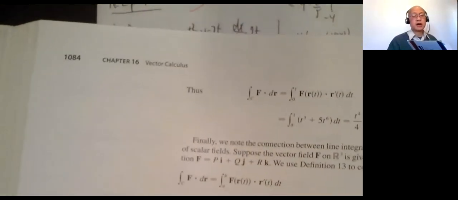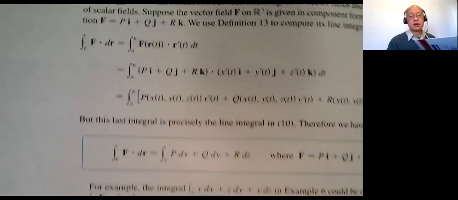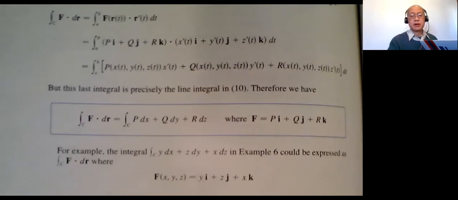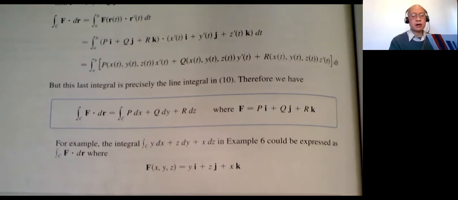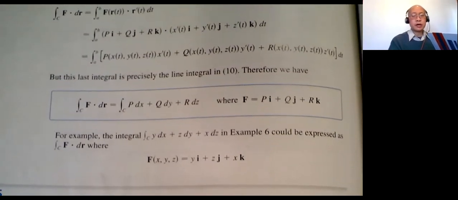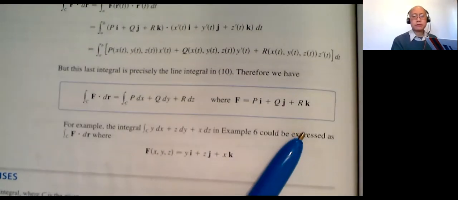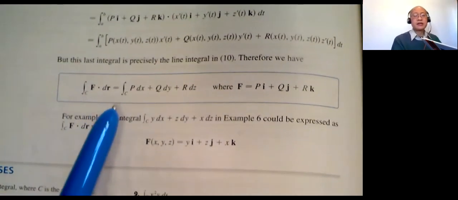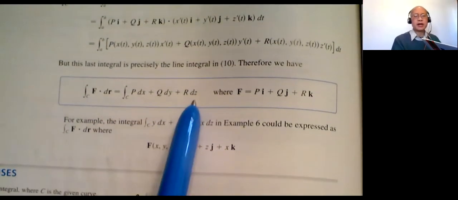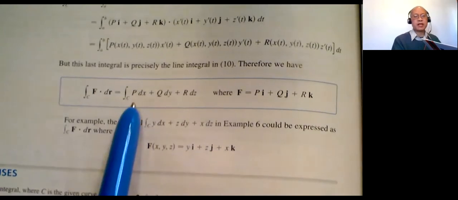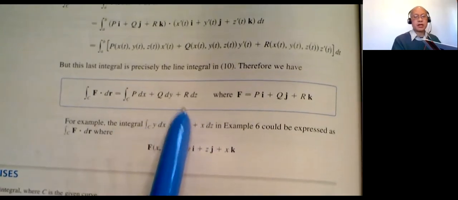Well, I'm sorry, I forgot one other thing. You might want this on page 1084. Another way to indicate the integral of f dot dr: f can be thought of as the vector PQR, and dr is dx, dy, dz. So it's the integral of p dx plus q dy plus r dz.